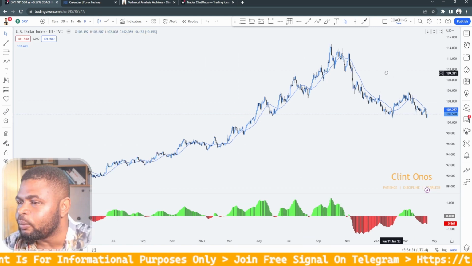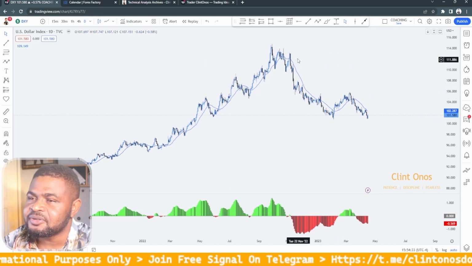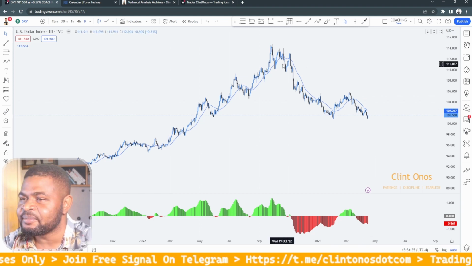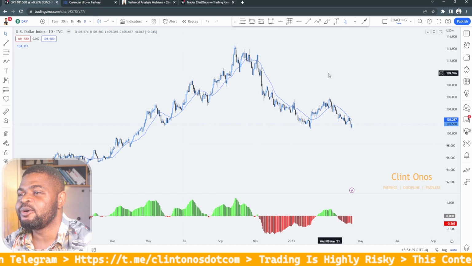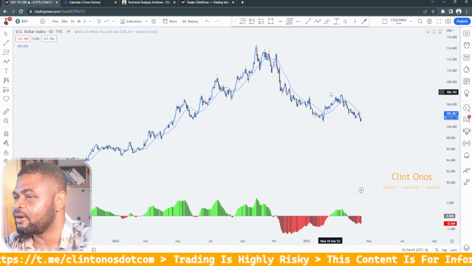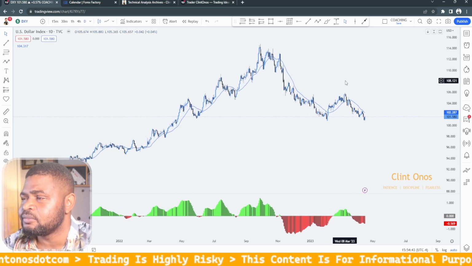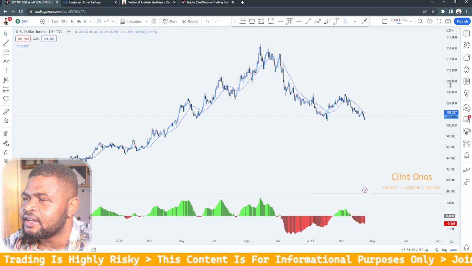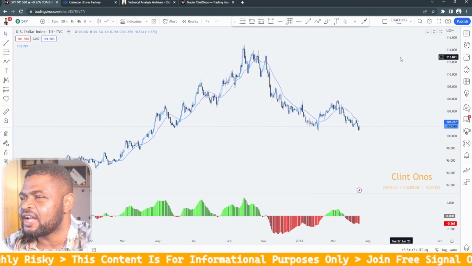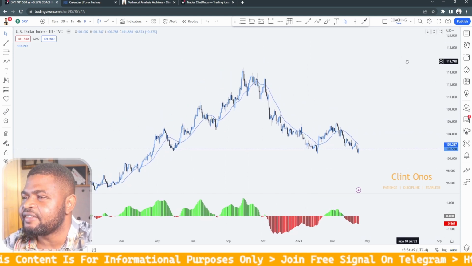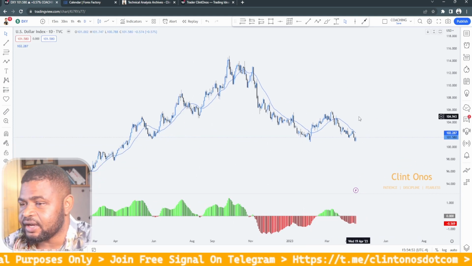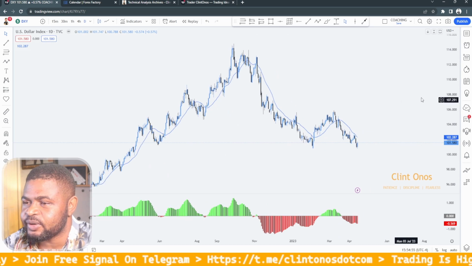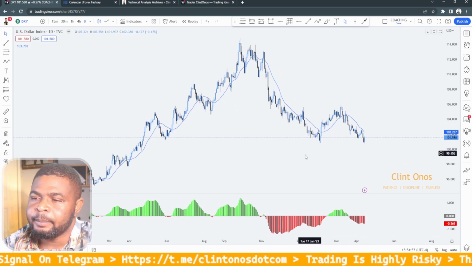Of course, a pullback, and a lot of smart investors must have already taken profit, although I think JP Morgan and Chase forecast that the price is going to go as high as 120. That forecast is not what is playing out right now. Price has really dropped massively.